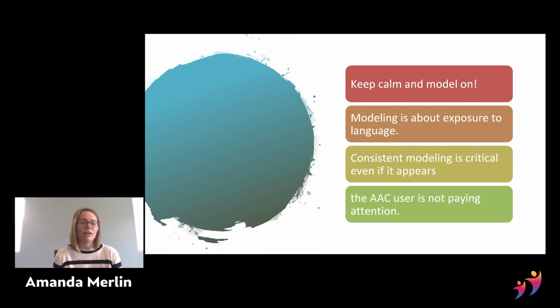Being consistent is critical. Even if it appears that your AAC user is not paying attention, I promise you they are. You just have to believe that, and that's that presumption of competence. So it's very, very important to continue to model, even when you feel like you're being ignored. You're not, I promise. So good luck, and don't ask, don't test, start to connect. Thank you.